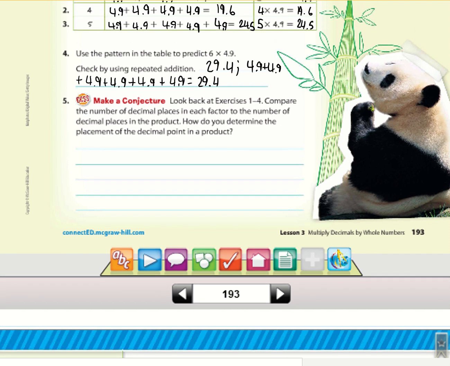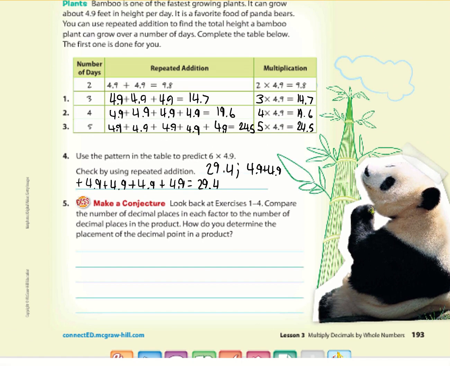It says look back at exercises 1 through 4. Compare the number of decimal places in each factor to the number of decimal places in the product. How do you determine the placement of the decimal point in a product? So I'm going to look at the multiplication part. So we have decimal points in the 4 9/10, and each of our products has 1 decimal point here.